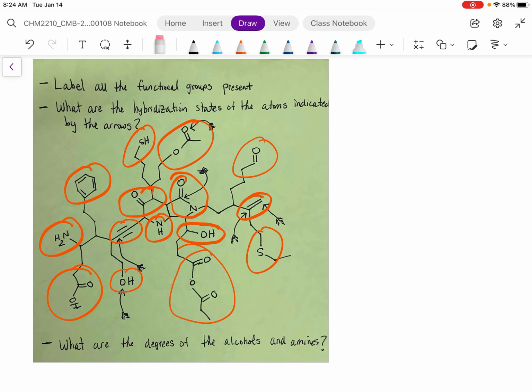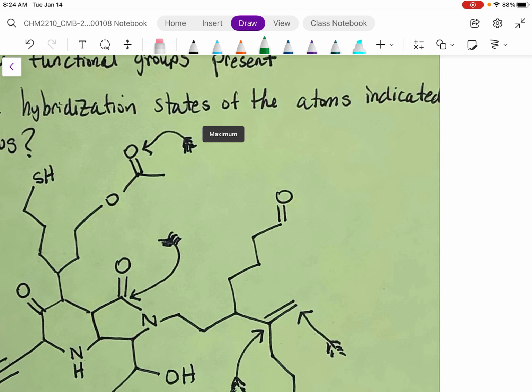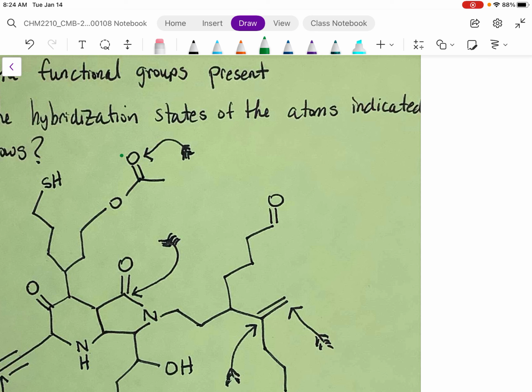Okay, so we've identified some of those functional groups. Let's take a look at answering the second question. And I've recorded all this, guys, so it's on the video, so you can go back and watch it. So, second question, what are the hybridization states? If we zoom in on this guy, what's the hybridization state of that oxygen? That's sp2. That carbon right there has 3 groups around it. So that's sp2.